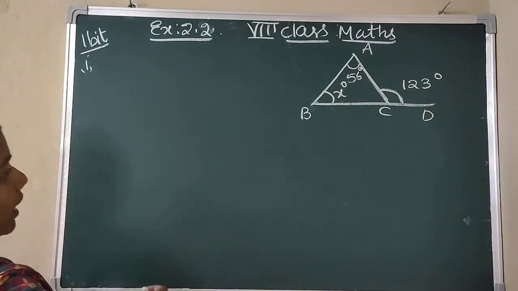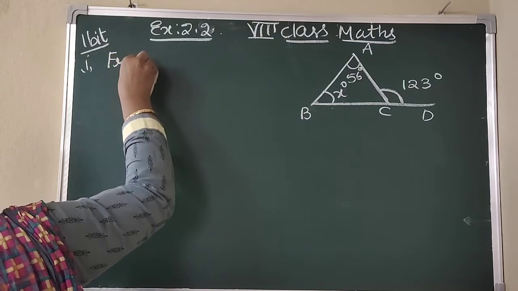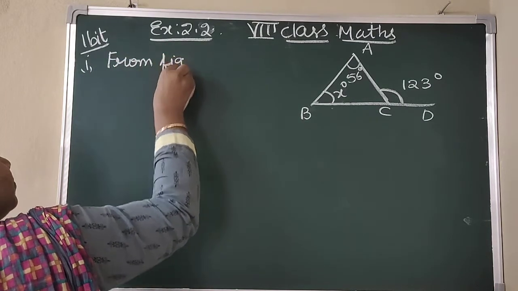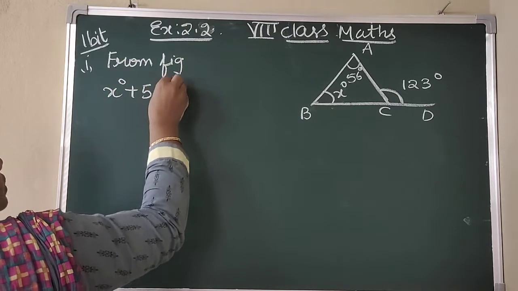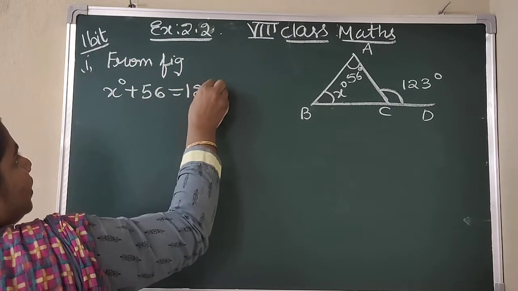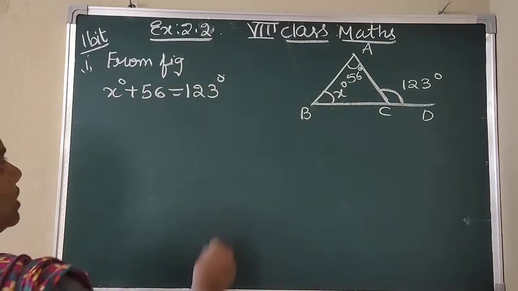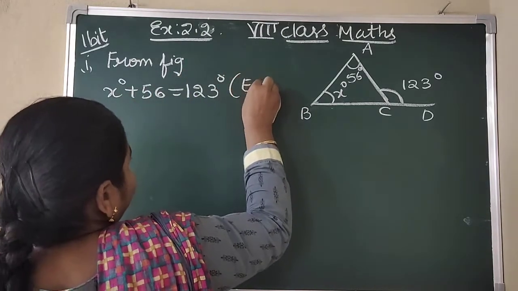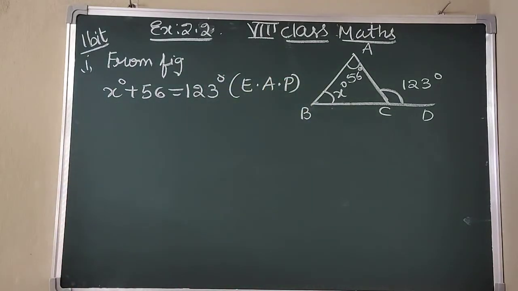So by using that property, we can say from the figure, x degrees plus 56 degrees will be equal to 123 degrees. The sum of two interior angles will be equal to the exterior angle. Which property are we using? Exterior angle property. EAP is nothing but exterior angle property.